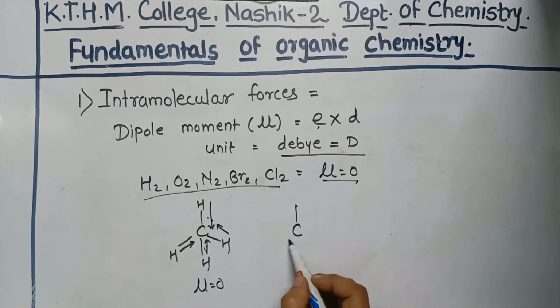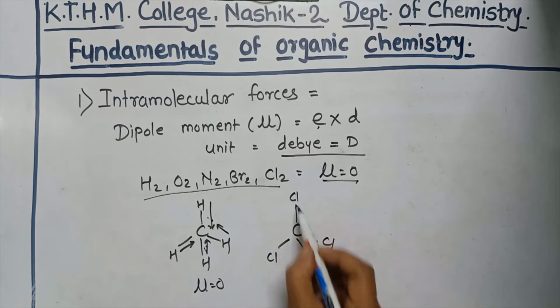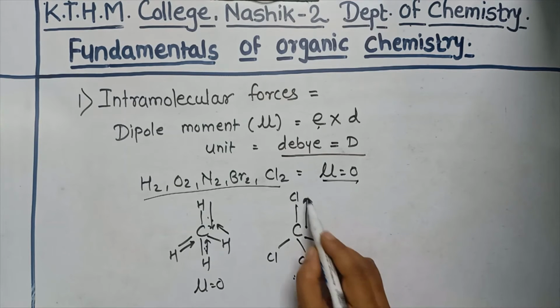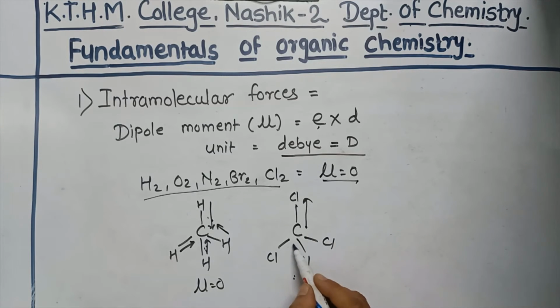Again we consider the example carbon tetrachloride. This shows which type of hybridization? sp3 hybridization, and the geometry of this compound is tetrahedral. These parts we have seen in the previous lecture. Again, the positive end is here, and the negative is on the upper side. Again the dipoles cancel each other, so it shows zero mu.